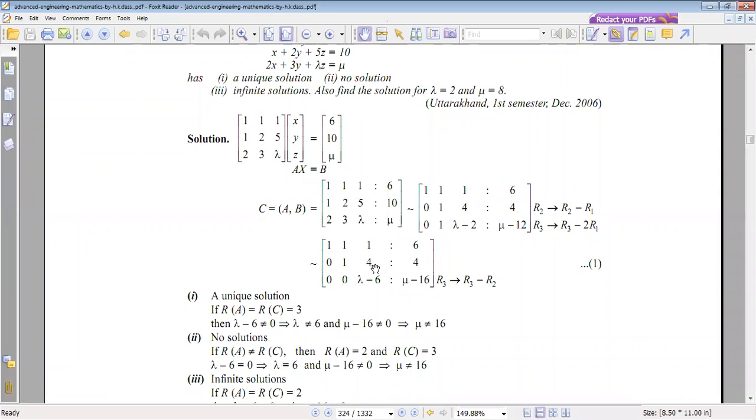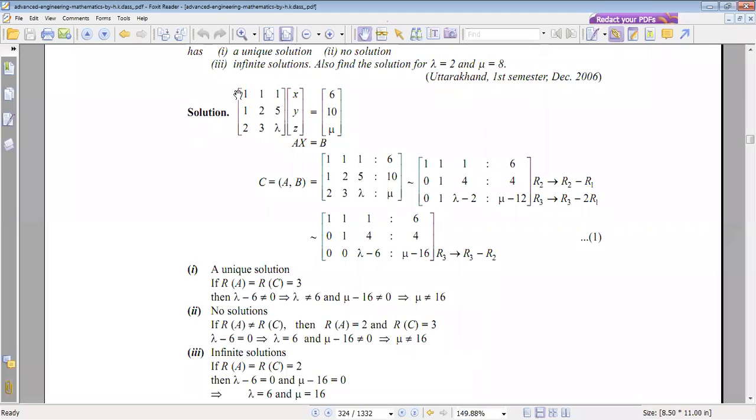Clear? And what about the augmented matrix? If mu is not equal to 16, then the rank of the augmented matrix is equal to 3. So in that case, there will be no solution. Clear? Now, infinite number of solutions.